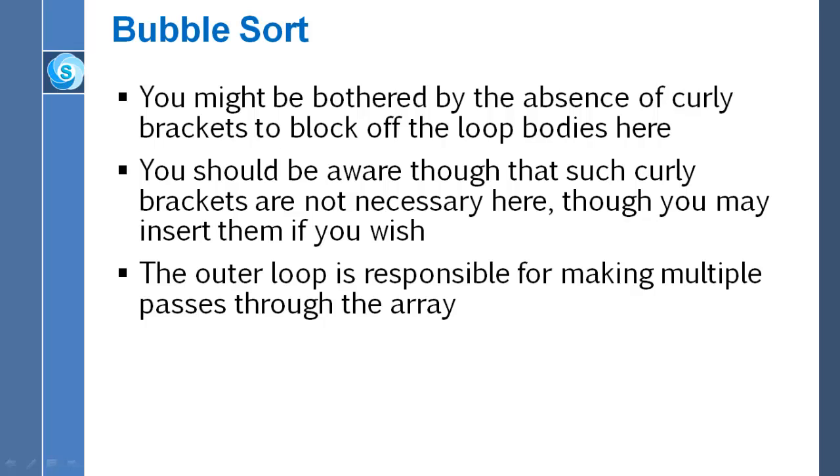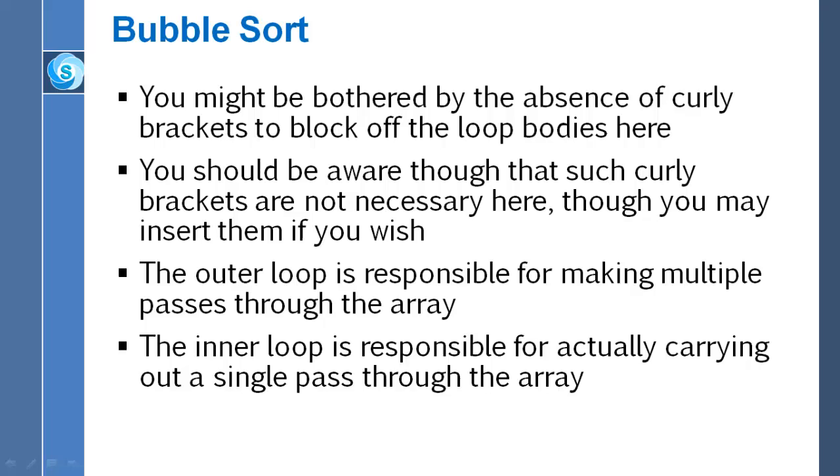So, what is the responsibility of the outer loop? Why is it there? What's its purpose? And the answer is very simple. The outer loop is responsible for making multiple passes through the array. Every time we go through the outer loop, we'll be making a single pass through the array. And then the inner loop is there for the purpose of actually doing that single pass. Actually doing the comparisons of consecutive entries in the array and then conditionally swapping them.